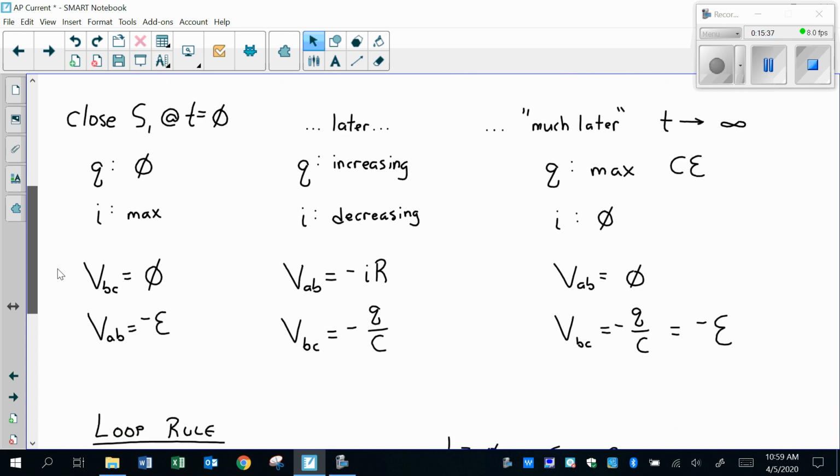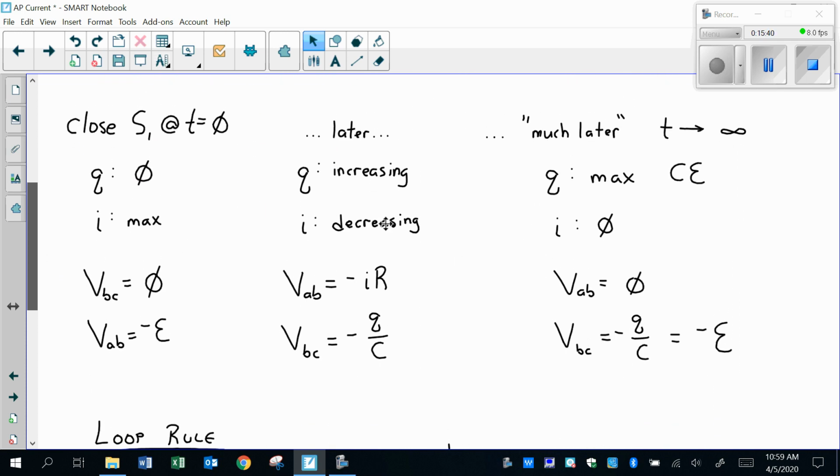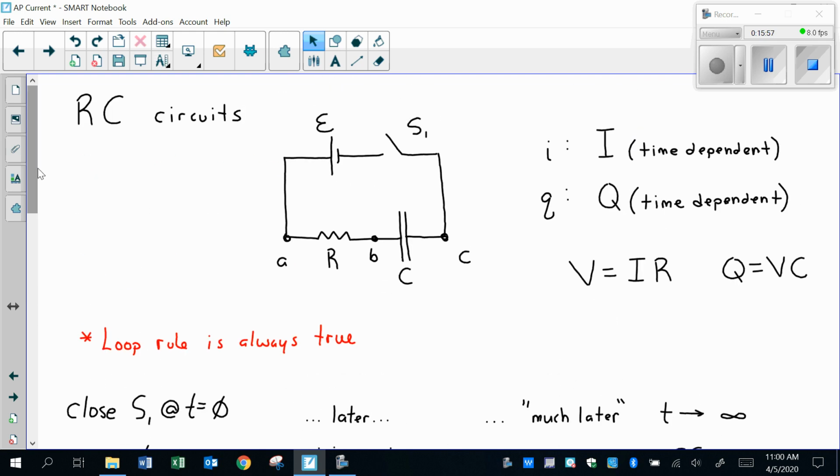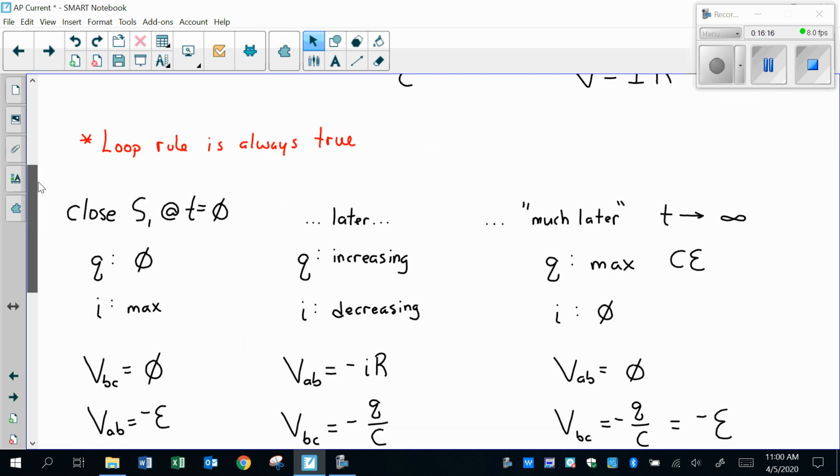So what's happening as time goes on? Charge is getting bigger, current is getting smaller. And I have my V equals IR for my resistor, and I have negative Q over C for my capacitor. Why is there a negative sign? Because if I go from B to C, let's scroll up again, B is the positive side, C is the negative side. Going from the positive to the negative, that's going to be a drop in potential. So in traveling from left to right, I go with the current, lose some potential. I go from the high side to the low side, lose some potential. So that's why we have a negative Q over C.